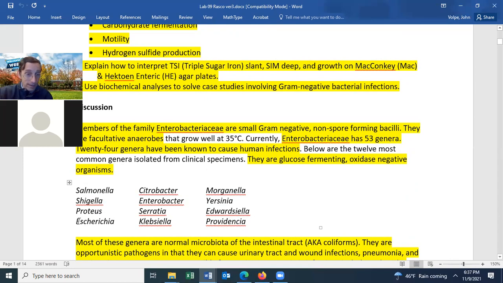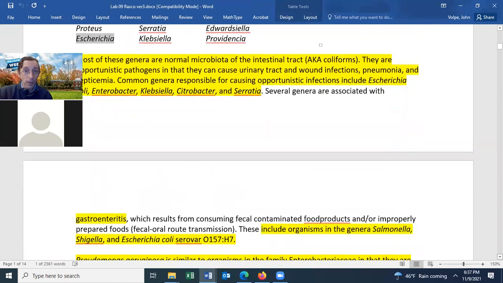Escherichia coli, or E. coli, can cause disease. It is also part of our normal microbiota. Most of these genera are normal microbiota of the intestinal tract, and we call those coliforms, bacteria that grow in the intestinal tract. They are all opportunistic pathogens in that they can cause urinary tract infections, wound infections, pneumonia, and septicemia. Common genera responsible for causing opportunistic infections include Escherichia coli, more commonly called E. coli, Enterobacter, Klebsiella, Citrobacter, and Serratia. You probably heard of Klebsiella pneumoniae.